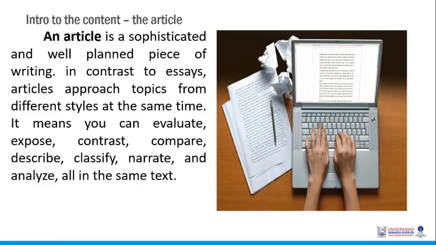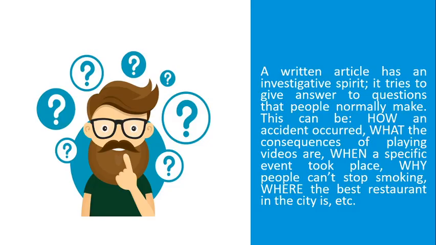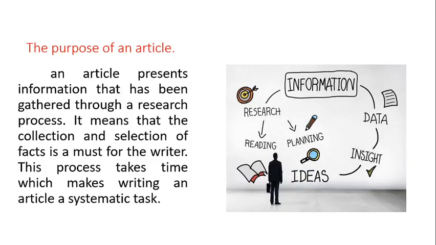We have to think about an article as a sophisticated and well planned piece of writing. The planning that we make for writing an article is much more than when we write an essay. In the essay, you only need to be clear and have the knowledge about the topic and concentrate on organizing your points, your main ideas. But in the case of the article, you have to investigate and check that the information you're using is real. So let's think about the purpose of the article.